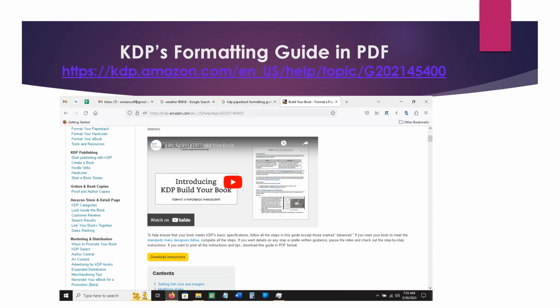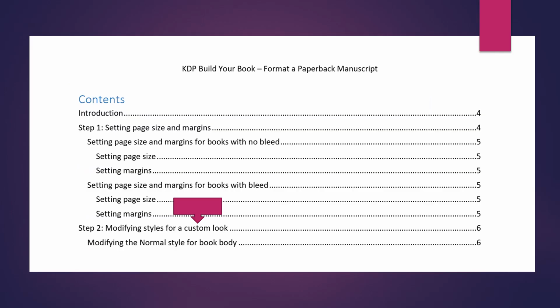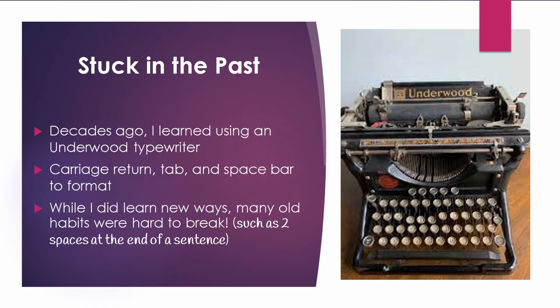KDP does have a Word formatting guide available as a PDF file for both Windows and Mac. It's not very easy to find, so I included the link in blue for the Windows version. I'm going to jump to step 2 of their guide because it's applicable for both ebooks and paperbacks.